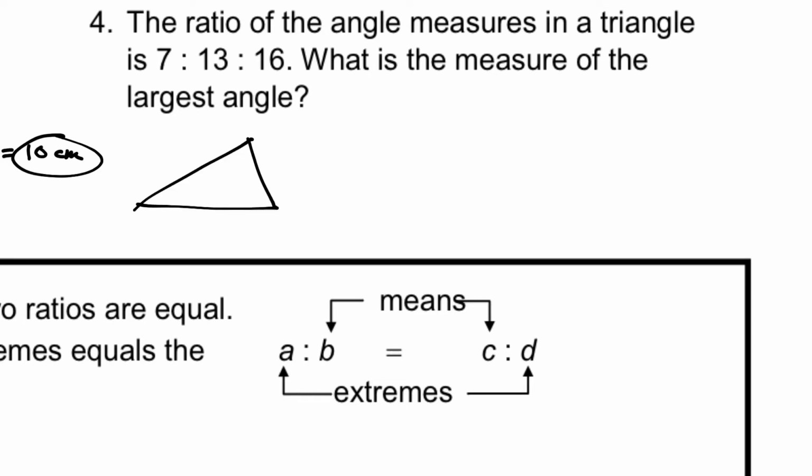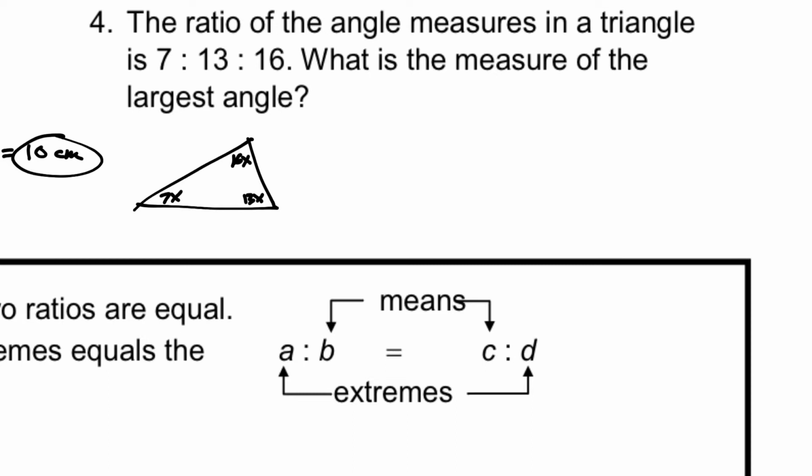So I've drawn my model again of my triangle, and again, it doesn't have to be to scale or in the correct perspective. But what I do know is that the ratio of the angles is 7 to 13 to 16. So what I'm going to write in here is that this angle is 7x, this angle is 13x, and this angle is 16x.